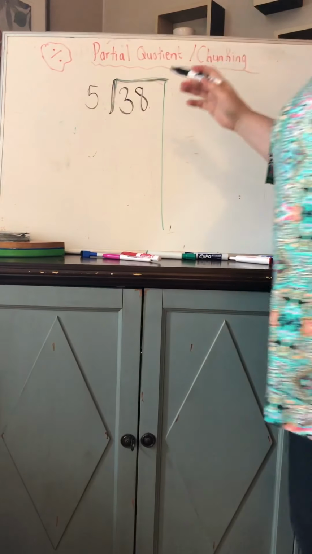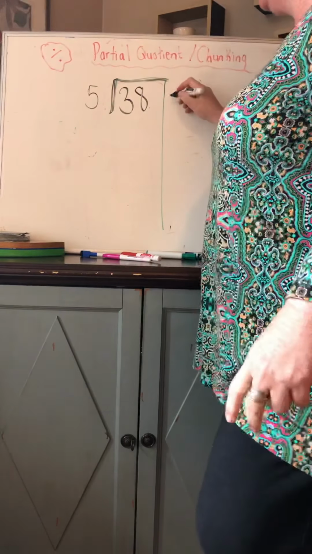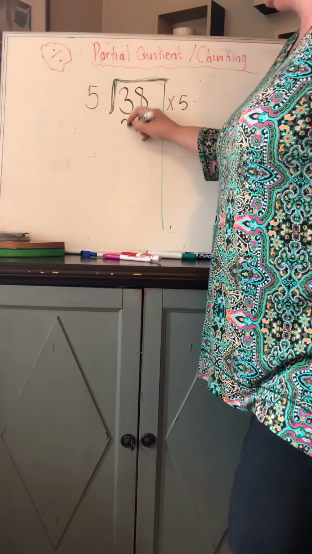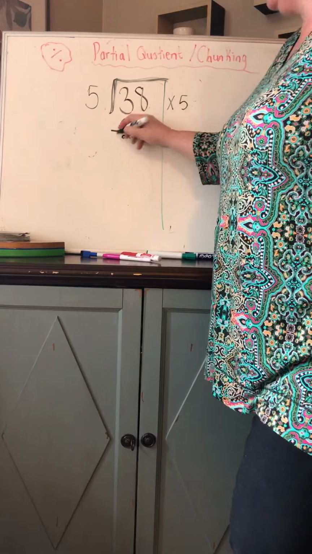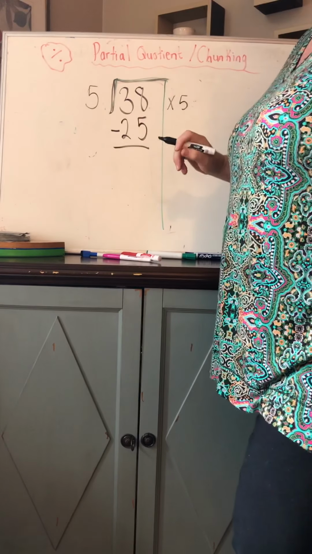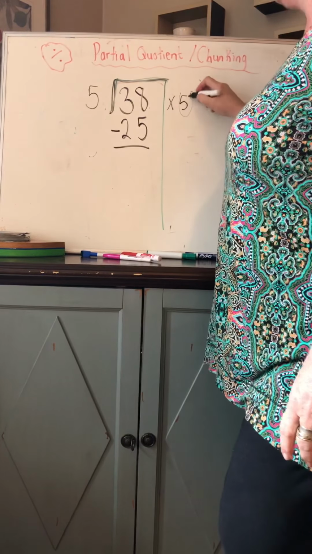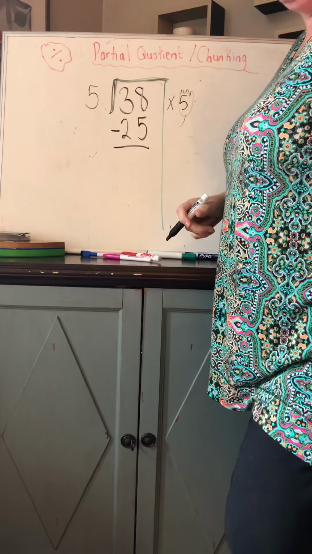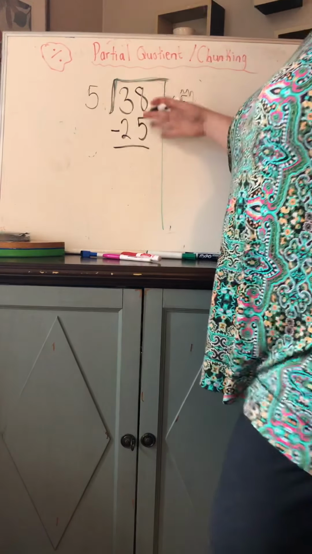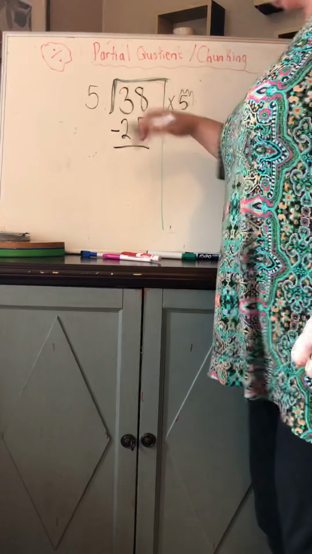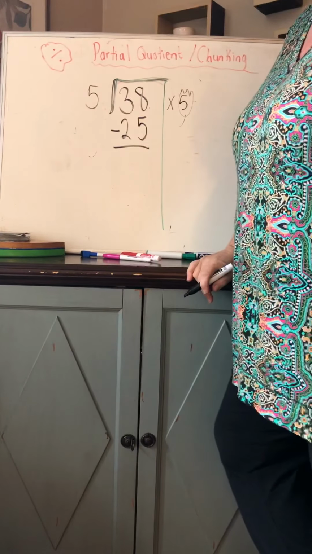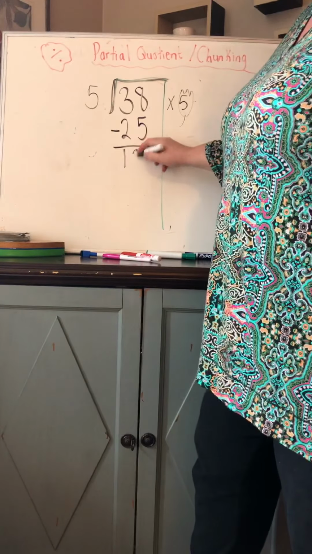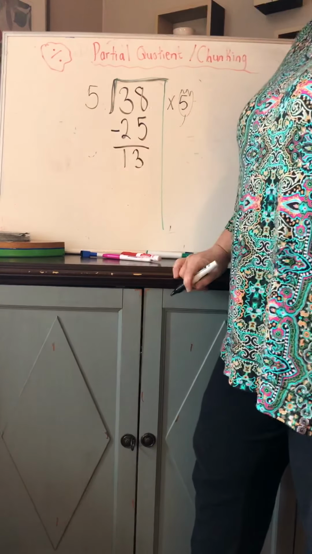If I have 5 vases, 5 groups, I know 5 groups of 5, 5 times 5 is 25. I can give each vase 5 flowers, 5 tulips. And that means 25 of my flowers are gone. So 38 subtract 25. I know 38 subtract 20 is 18. 18 subtract 5 is 13. So I have 13 left to share.